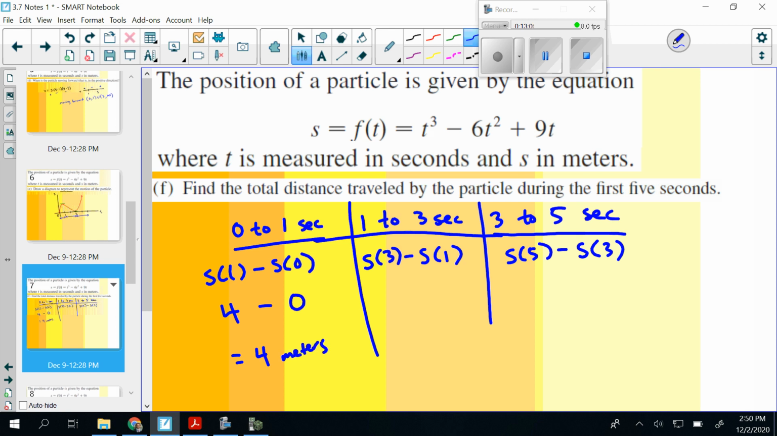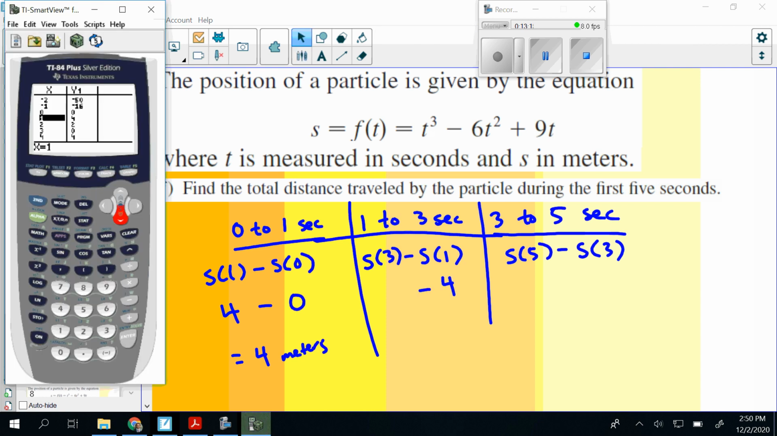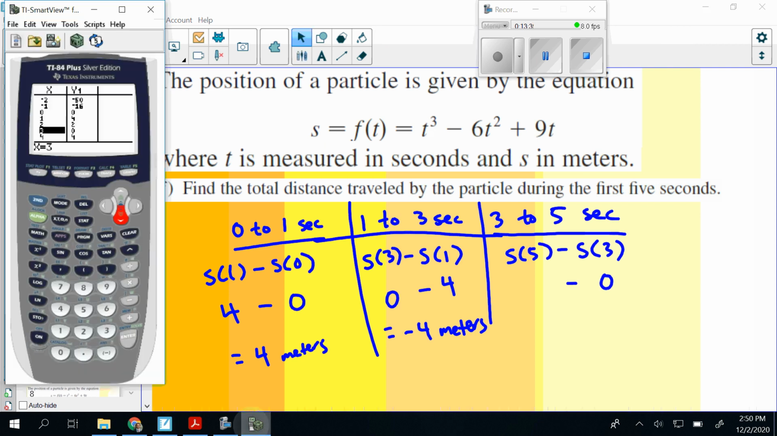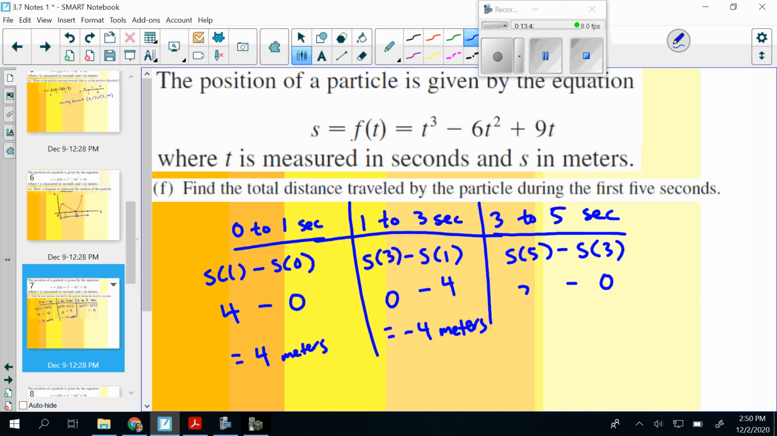Okay, the next one, we already have our position at 1 is 4. Let's find our position at 3. So our position at 3 here ends up being 0. So this ends up moving -4 meters, and again the negative indicates just the direction, so it's moved 4 in the opposite direction. And then our last one here, position at 3 is 0. What's our position at 5? So if we go back to our table again, scroll down here, it looks like at 5 it's at 20. And so here it's moved 20 meters back in the positive direction.